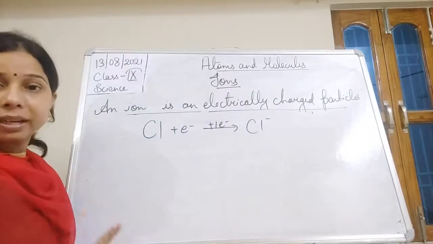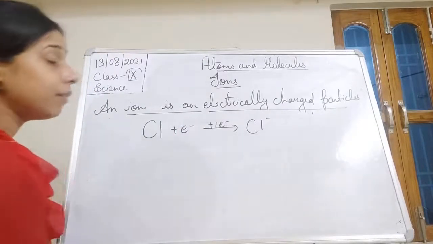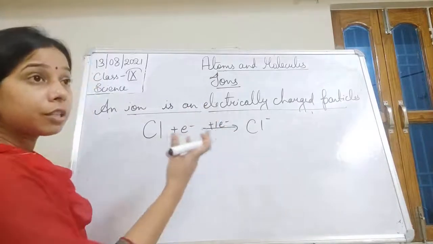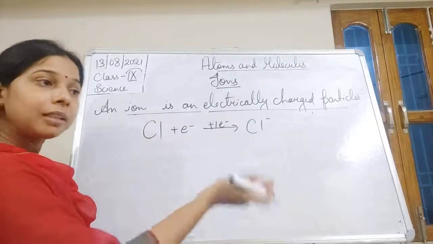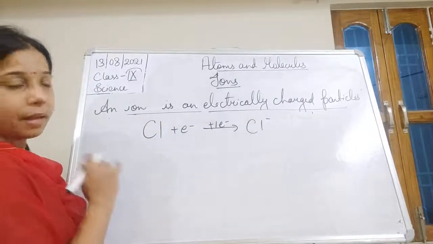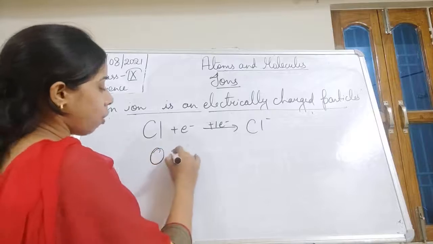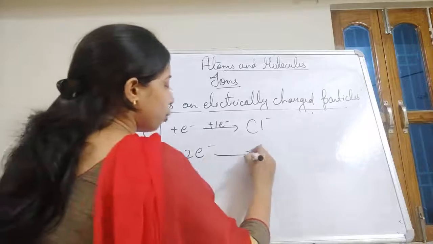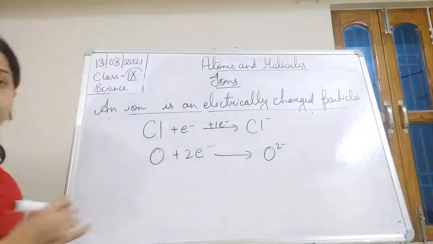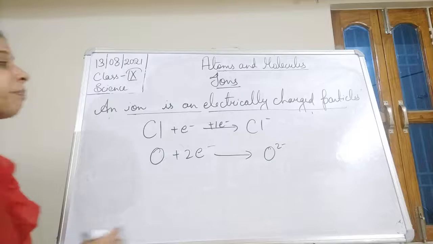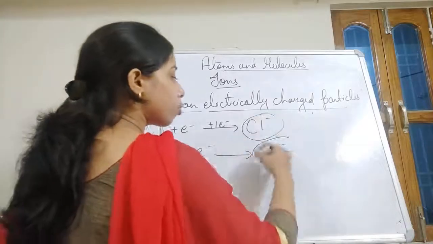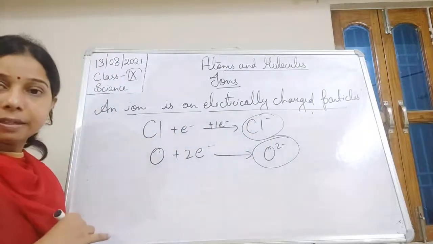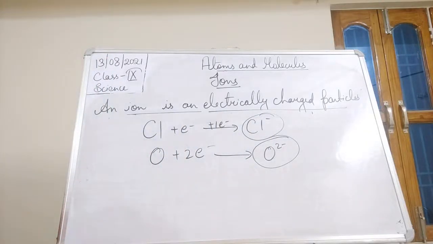So here again, if it accepts one electron, the atom will gain one negative charge. If it gains more, the atom will gain two negative charges, like when it gains 2 electrons. Like in the case of oxygen, oxygen accepts 2 electrons, and due to which the charge you will find here is O2 minus. So the number of electrons gained by it will decide the negative charge present on it, and that negatively charged particle is called an anion.